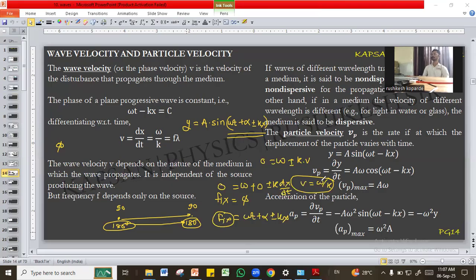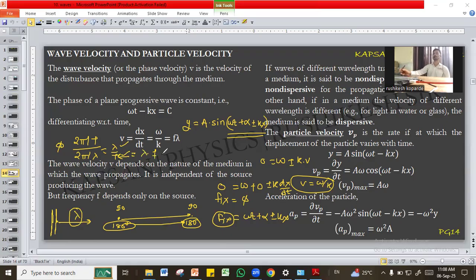Omega upon k. If you solve this further, omega is what? 2 pi upon T. K is what? 2 pi upon lambda. So what does that mean? Lambda upon T. T is what? Period of one oscillation. When this particle completes one oscillation, the wave travels a distance equal to the wavelength. Distance traveled by the wave upon time taken by the wave. T is the time required for one oscillation. So it is lambda upon T also. But what is 1 upon time period? Frequency.